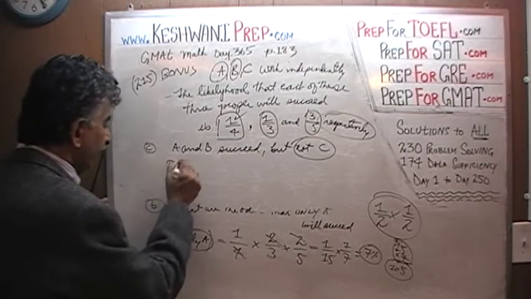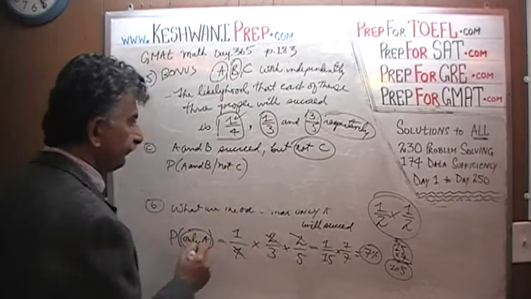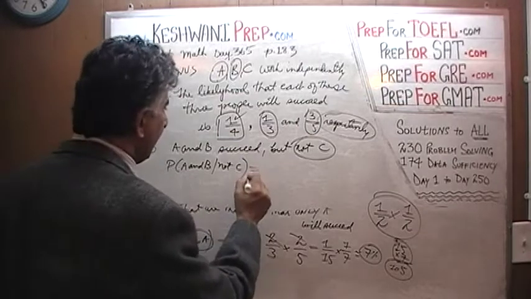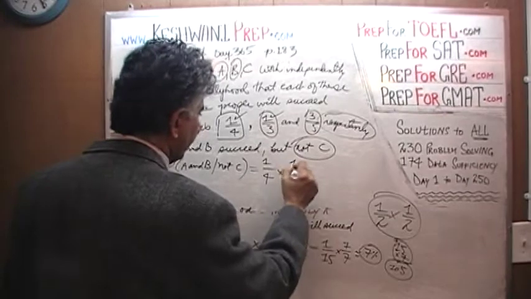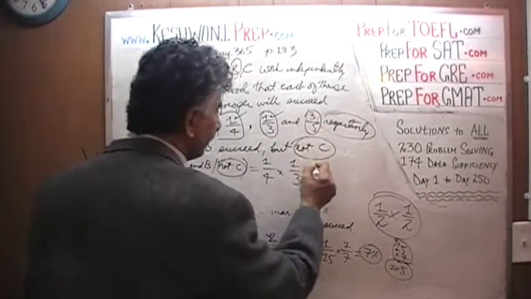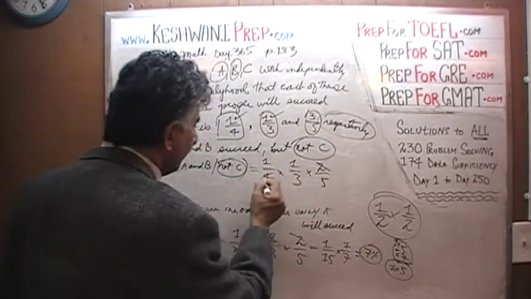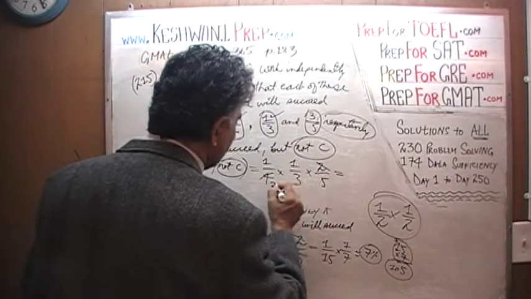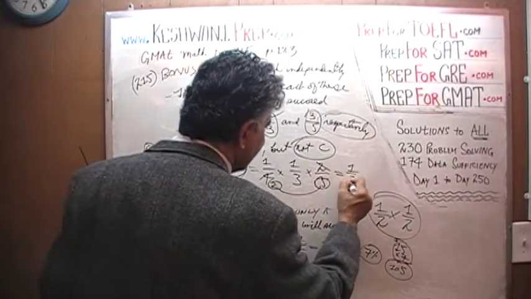Probability that A and B will succeed, but not C. The odds that A will succeed is right here, 1/4. The odds that B will succeed is 1/3. The odds that C will not succeed is 2/5. And we see a 2 here, we see a 4 here, we get 2. And we get 2 times 5 is 10. 10 times 3 is 30. You see, it's 1 out of 30.